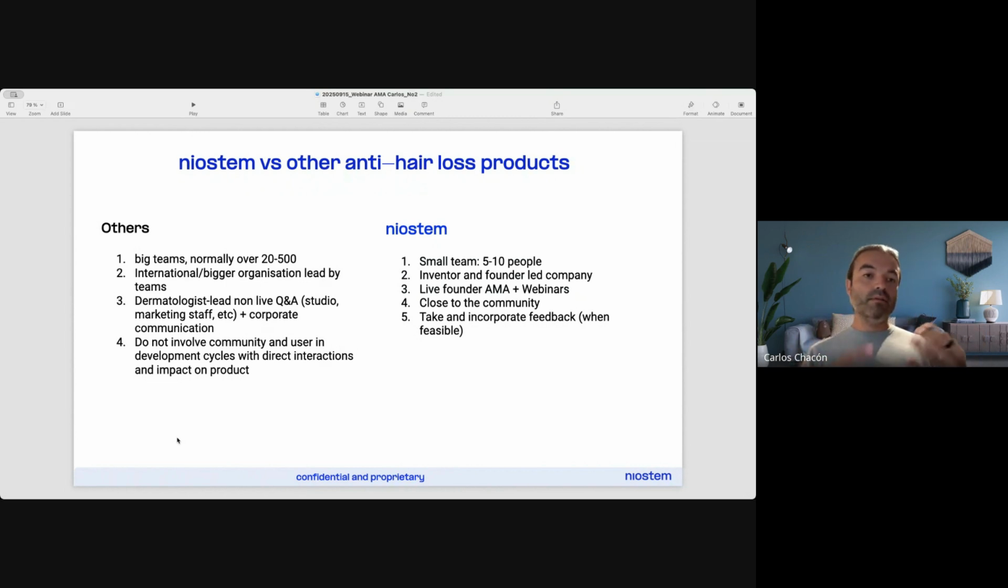Big companies, like the ones I mentioned, Capillus and so on, actually don't have this kind of close communication, or, I mean, you can never talk to the founder technically. So we think in that we are trying to do something different. Not easy, but we're trying to do it, and I wanted to share it with you.